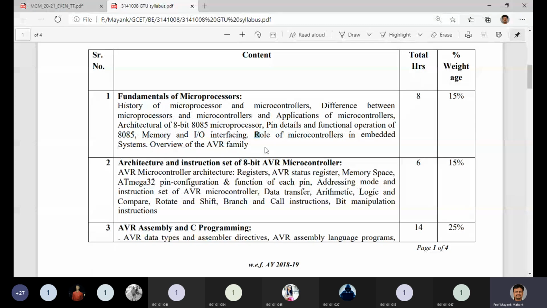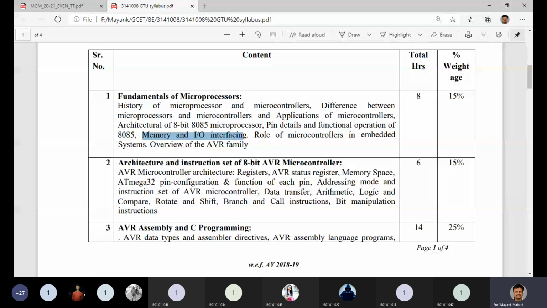So at the same time, it can process 8 bits of data, or it can process 16 bits of data. That defines the bit capability of your processor. We will be discussing a microprocessor and a microcontroller which are both 8-bit. 8085 is an 8-bit processor, and AVR is also an 8-bit microcontroller. We will look in detail at the functional operation of 8085. Then we will very quickly go through memory and IO interfacing.